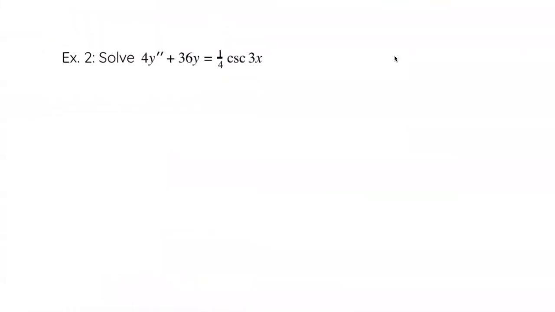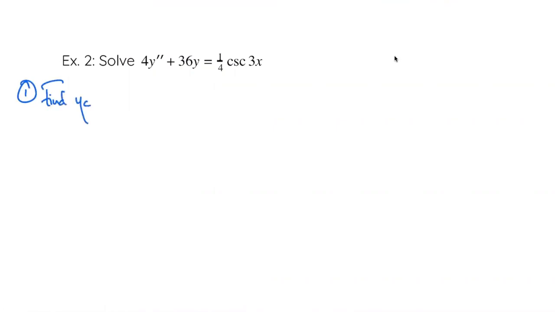Okay, and so this right here, we have solved this second order non-homogeneous differential equation with constant coefficient. And so knowing that we can use variation of parameters, we're going to go ahead and find our y sub c, just like we did in the first problem. And then we're going to find our y sub p, and then we're going to add them together to get our general solution.